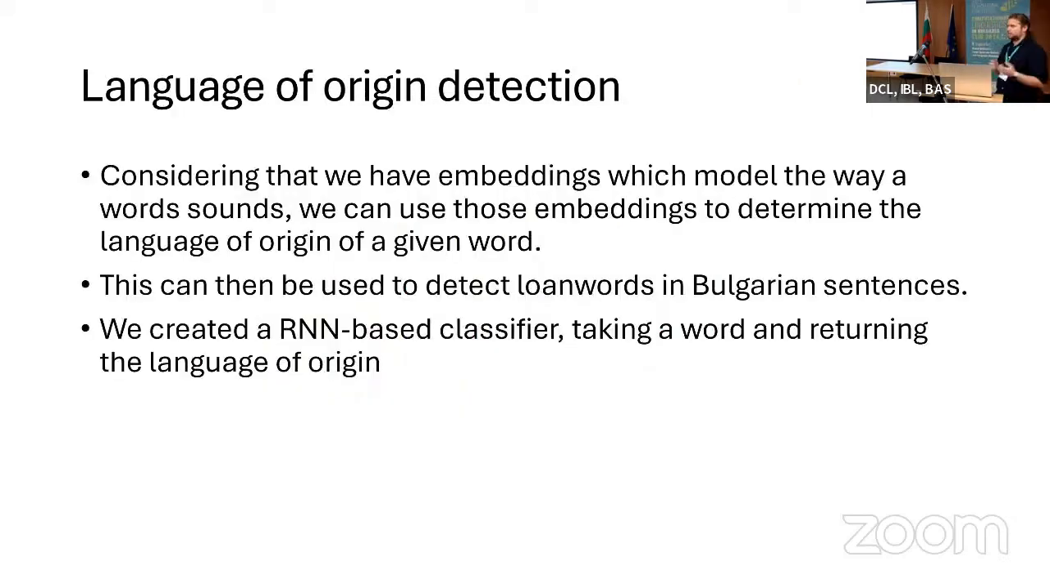The second big task that we try to accomplish using those phonetic embeddings is language of origin detection. Considering that we now have embeddings which model how a word sounds, we can try to determine if a word is from Bulgarian or from any other language, which is used successfully in an algorithm to detect loanwords in Bulgarian sentences. For that, we created an RNN classifier, which takes a word, splits it into syllables, gets the embeddings, and then classifies it based on the language of origin.